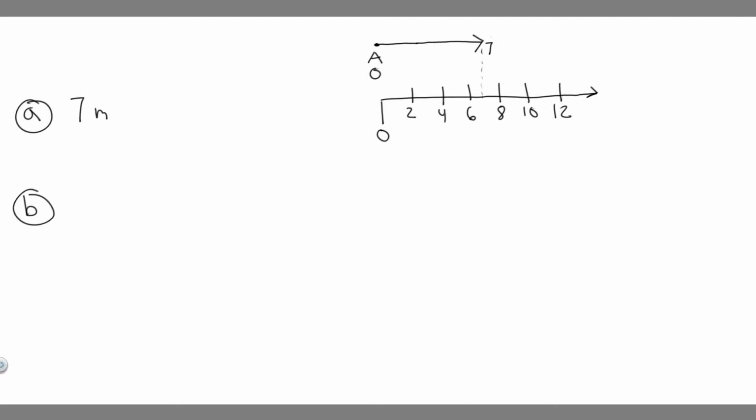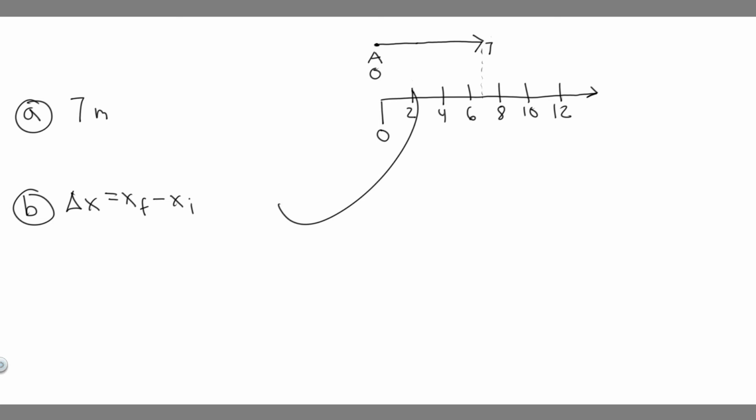For B, it's going to be a little bit different. B is talking about displacement. Displacement we generally refer to as delta x, which is x final minus x initial. Displacement is basically the final position where it ends minus the initial or starting position.